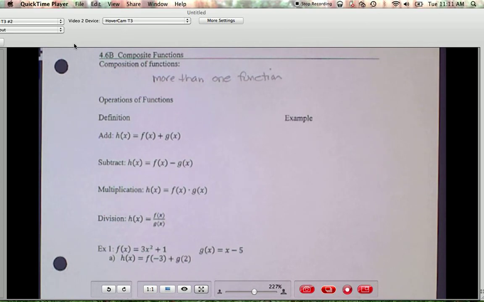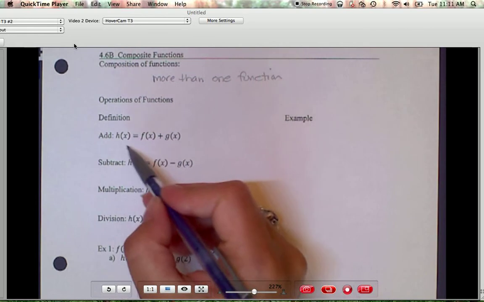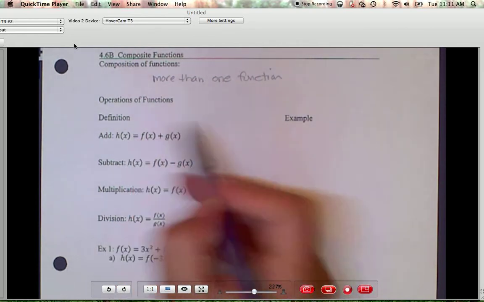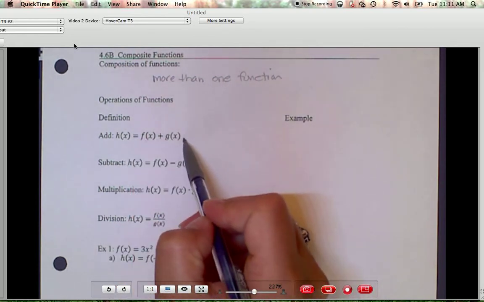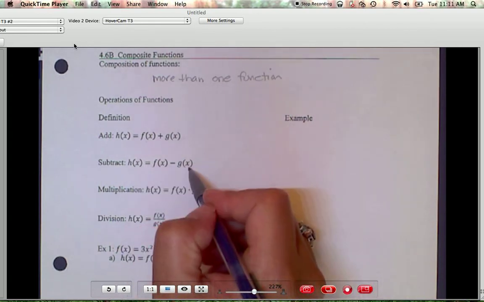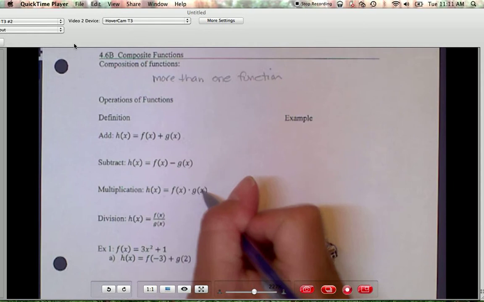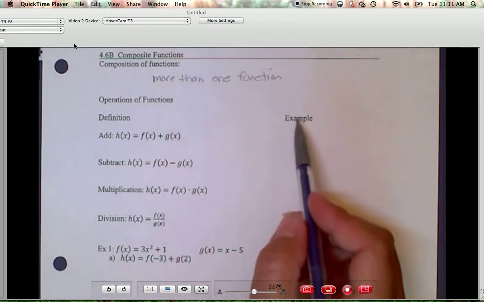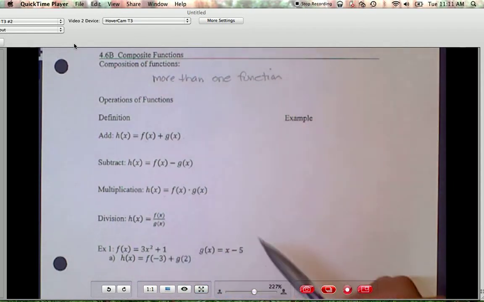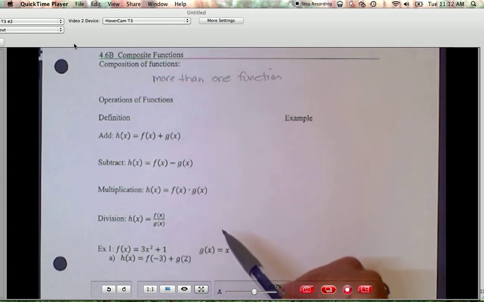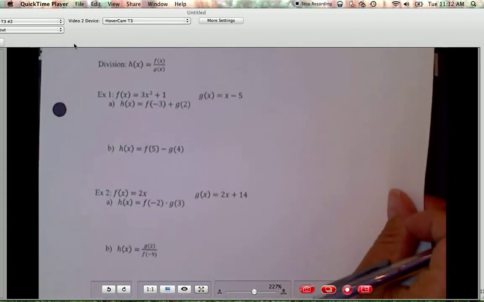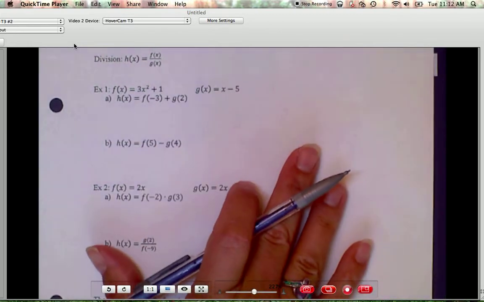There are different operations of functions, and we can do an example of each of these, no problem. If we wanted to find h of x, we could add two functions together. We can subtract functions, multiply functions, and divide functions, and they're actually pretty easy. So we're going to go straight into examples, and we can discuss some more examples tomorrow.